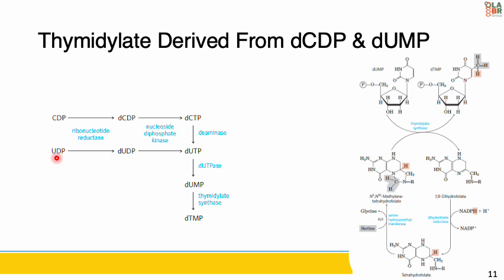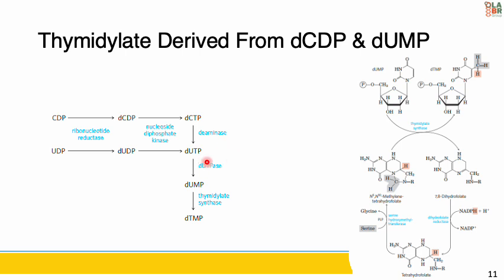So we start off with CDP or UDP. Ribonucleotide reductase gets us to dCDP or dUDP. From there, nucleoside diphosphate kinase gets us to dCTP and dUTP. And then we have a deaminase reaction that goes from dCTP to dUTP. And from there, it just moves forward. So we have dUTPase to dUMP, and for dUMP, we have our enzyme thymidylate synthase to get dTMP. So the dUTP is converted to dUMP by dUTPase, as we went over already.